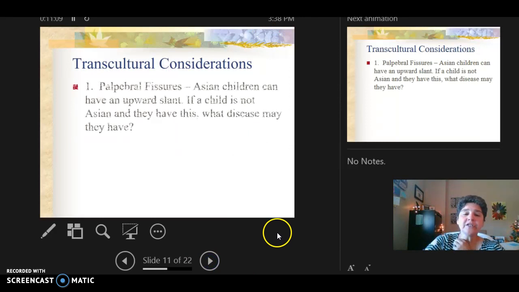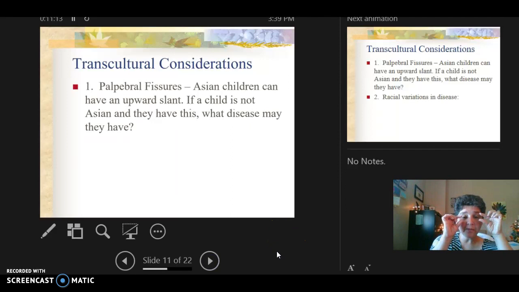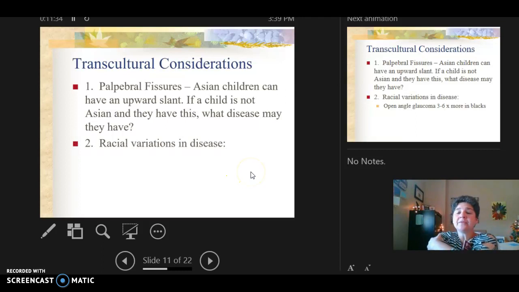Cultural considerations. When we talk about the spaces, those palpebral fissures between the eyelids, you may see an upward slant in Asian children. If the child is not Asian but they still have this upward slant, what disease do you think they might have? Typically, you'll see that in someone who has Down syndrome.